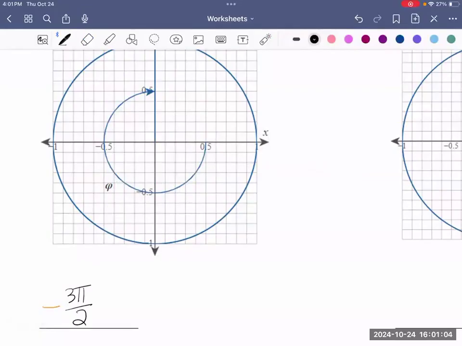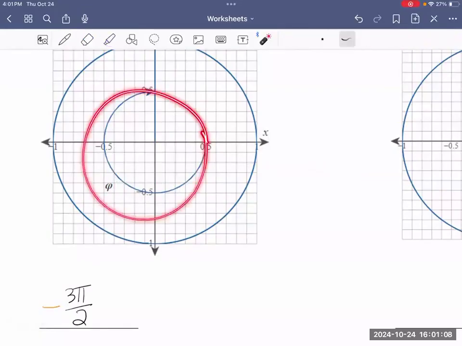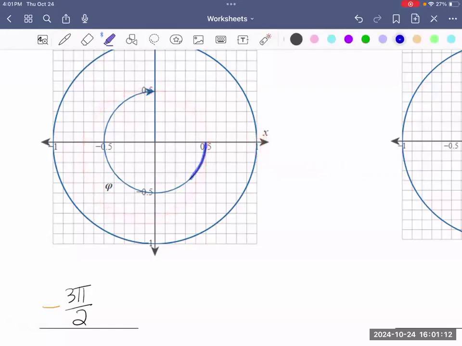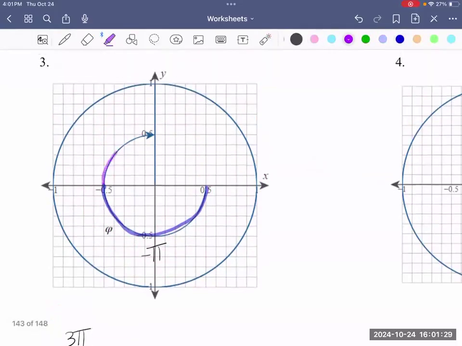But let's just say, at least I understand that if this whole circle is 2 pi, and I travel half my circle, so this half right here, well, half of 2 pi is just pi, and we're going in the negative motion, so we have a negative pi. And then I just need to figure out by how much this angle is.